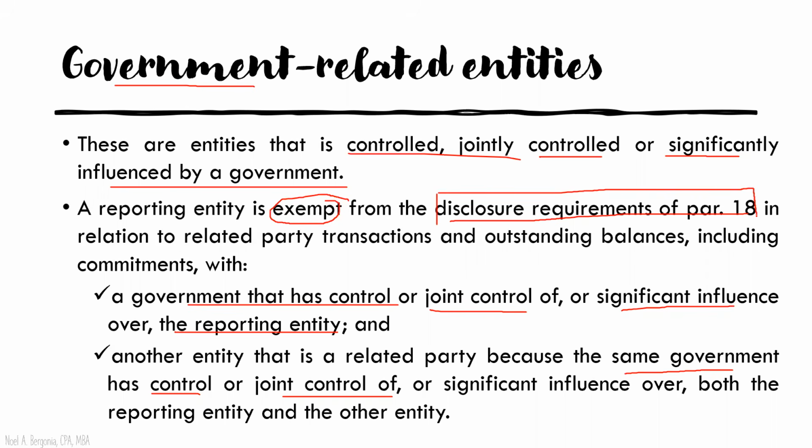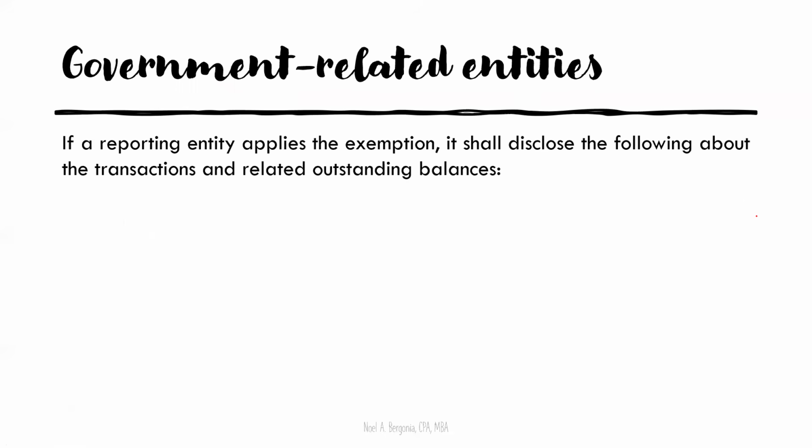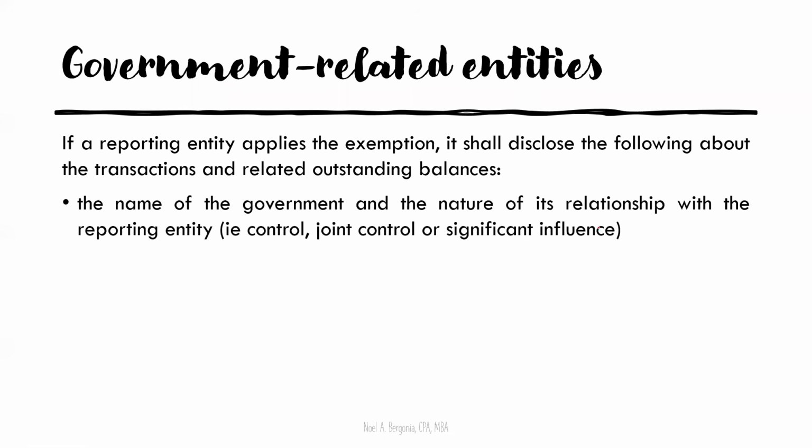Considering na na-apply po natin yung exemption under the previous slide, ang i-disclose na lang po ng company about the government and its transactions are, of course, the name of the government. We need to disclose the name of the government, okay, and the nature of relationship, kung may significant control ba or significant influence, may control or joint control.